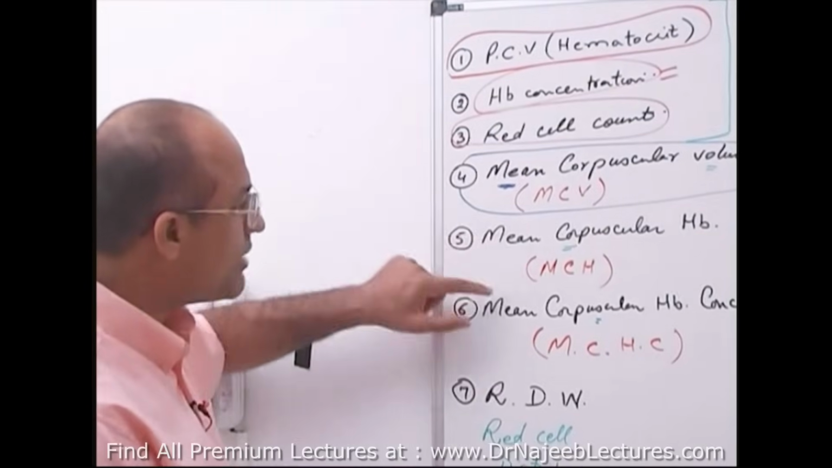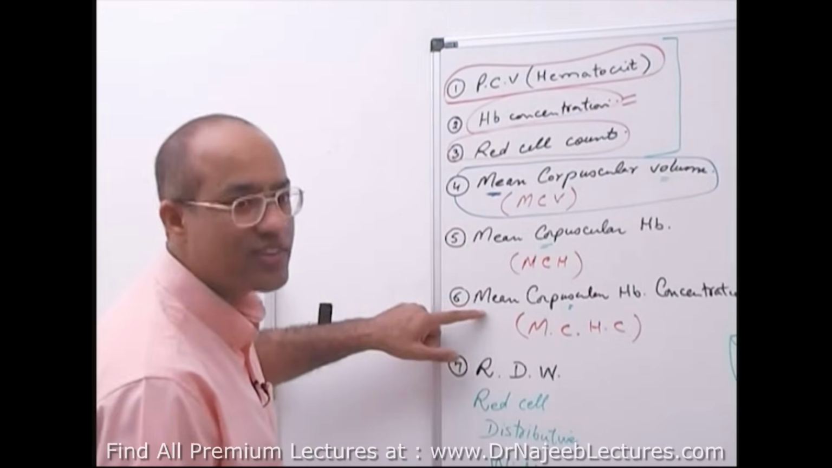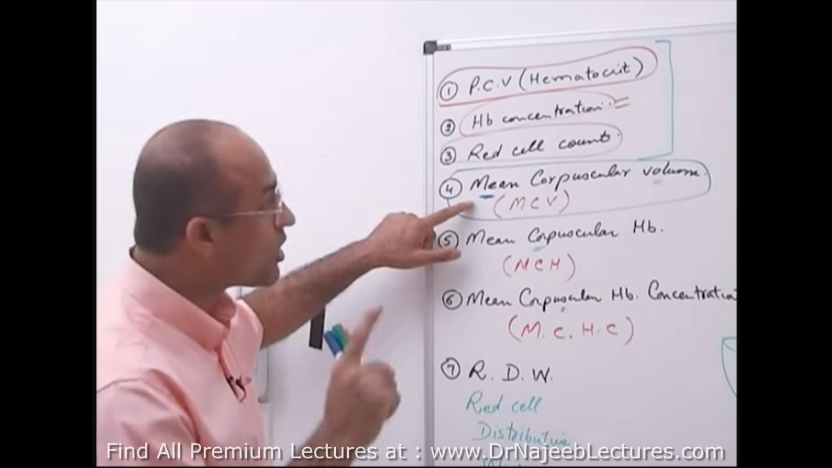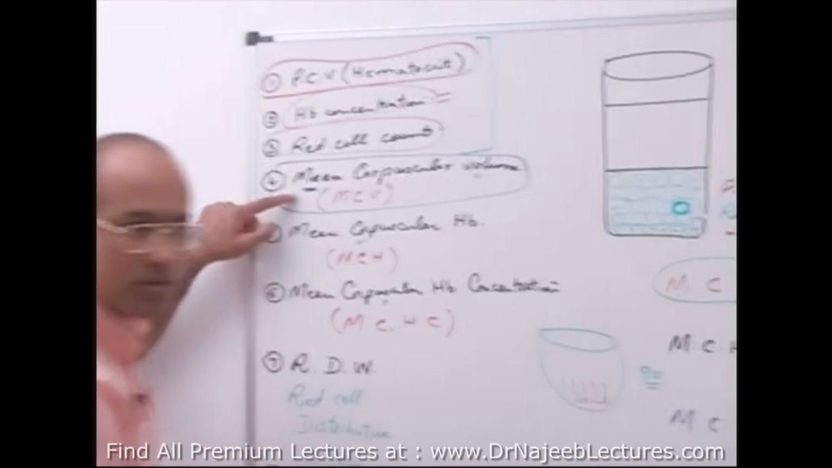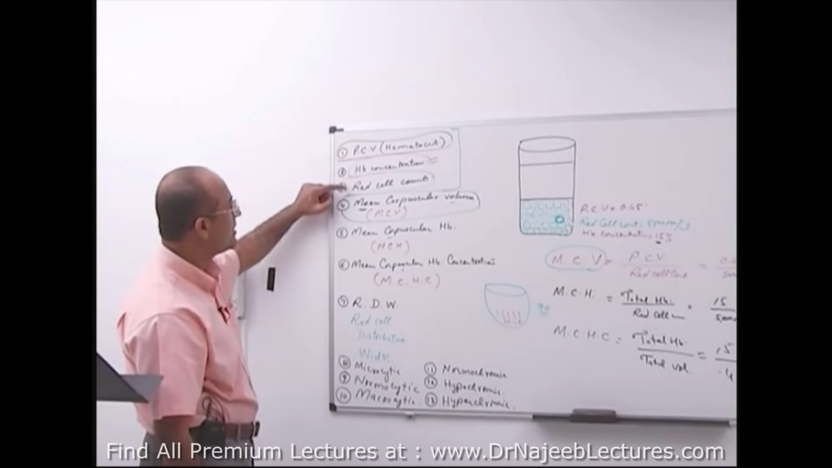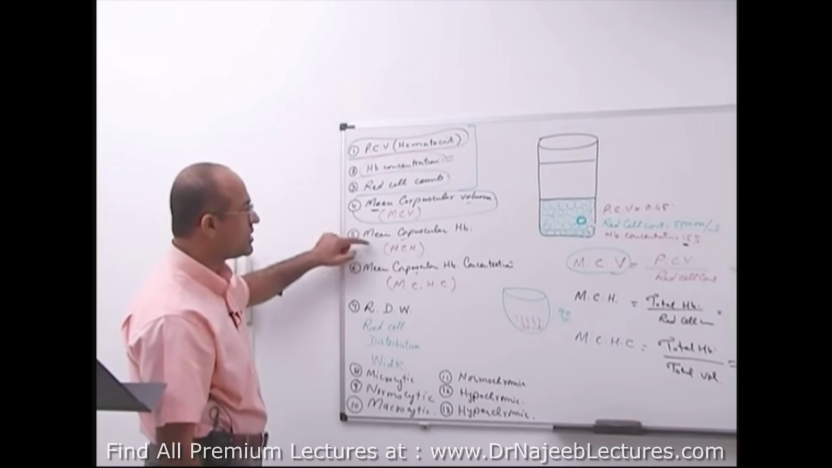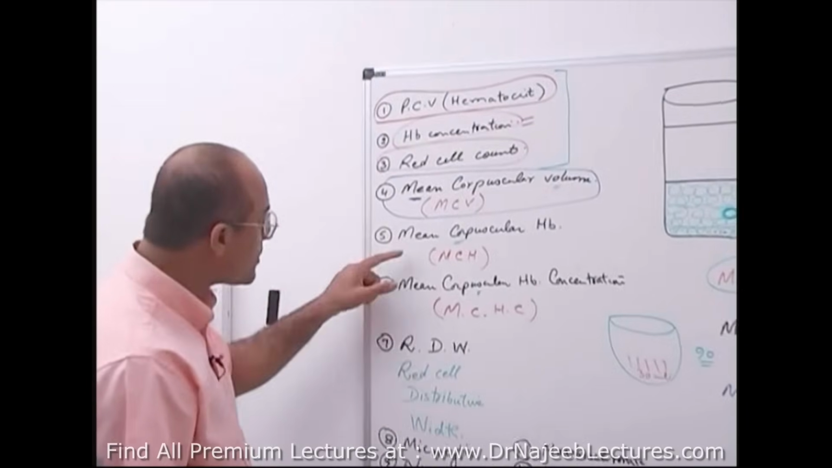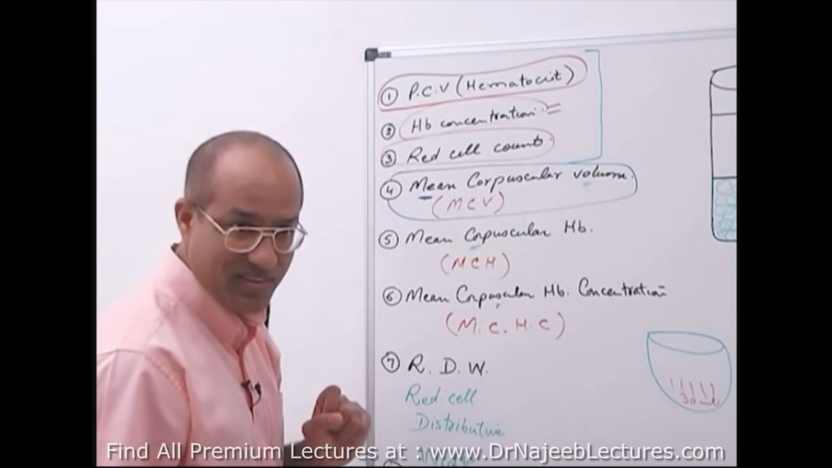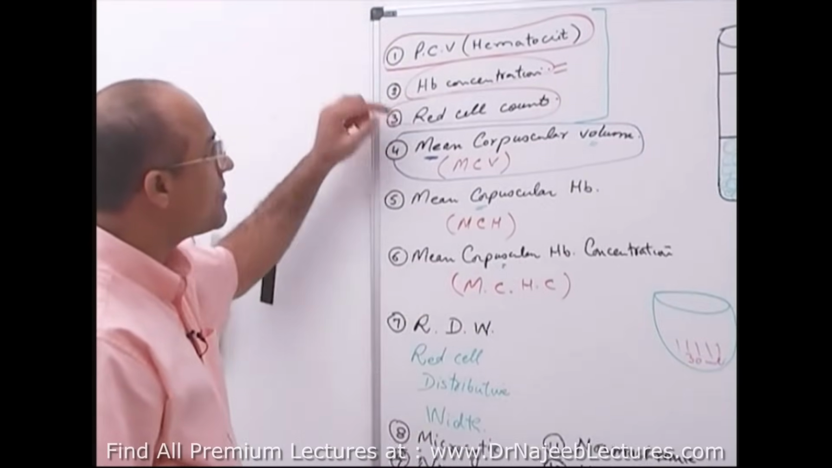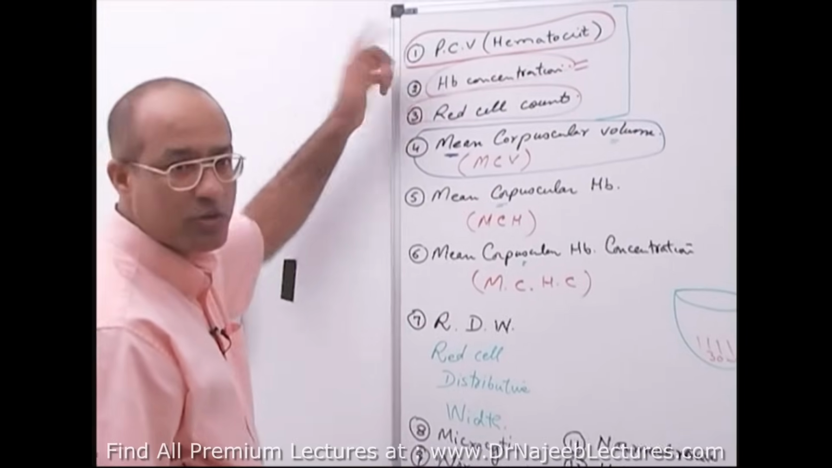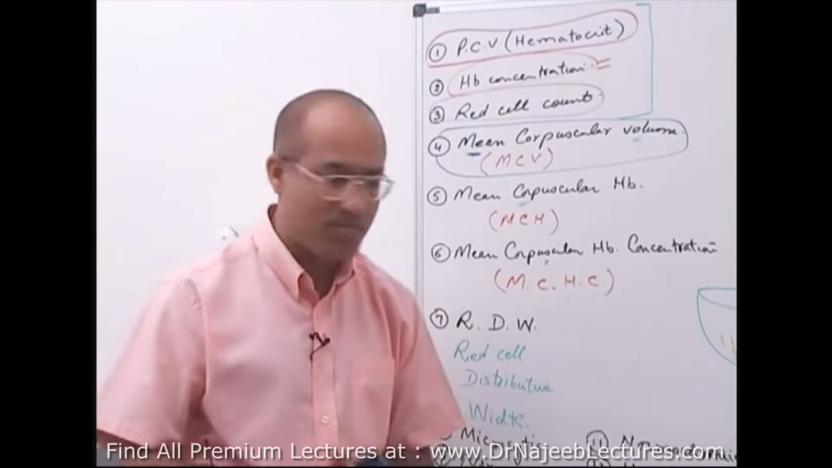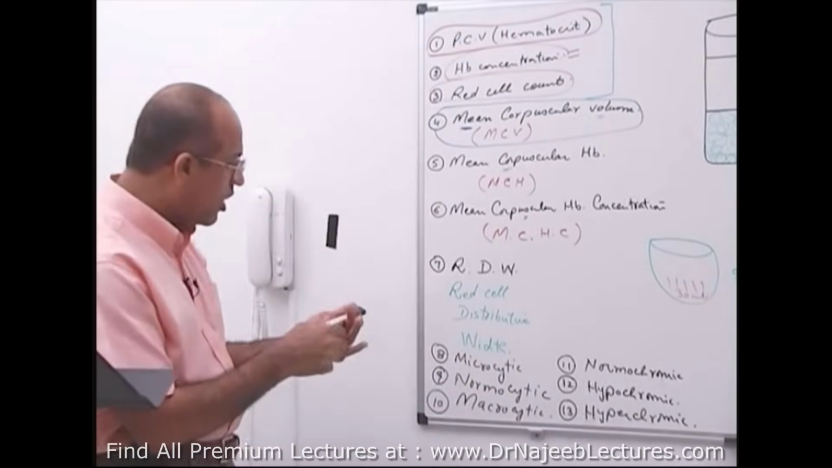But when you come to the derived values, these are called red cell indices. Mean corpuscular volume is the volume of one RBC, so total volume divided by red cell count. Mean corpuscular hemoglobin is total hemoglobin divided by red cell count. Mean corpuscular hemoglobin concentration is total hemoglobin divided by total volume. Am I clear? Now let me make it even more clear, because now I will correlate all these concepts.